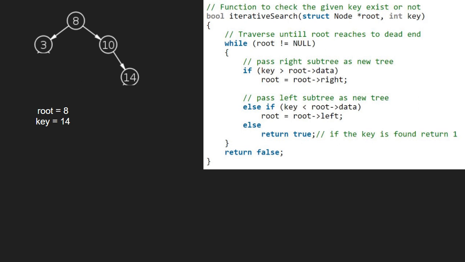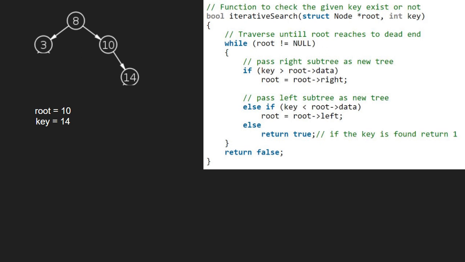Since root is not null, we check if key is greater than root's data. As it is true, we make root equal to root's right. So, root will now point to 10. Again, as root is not null, we continue with the while loop.